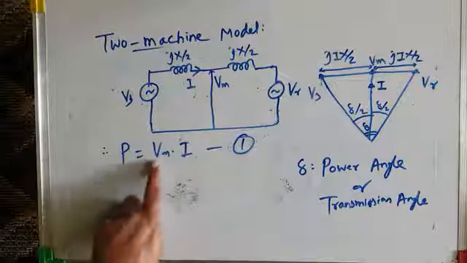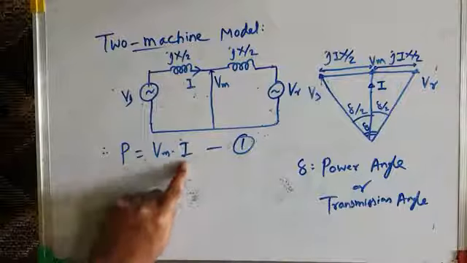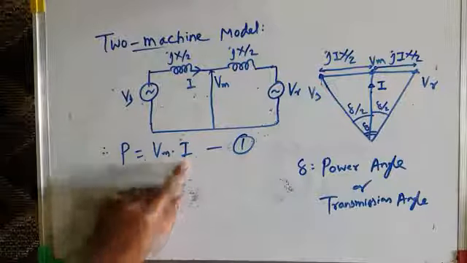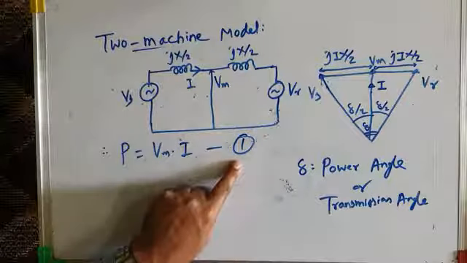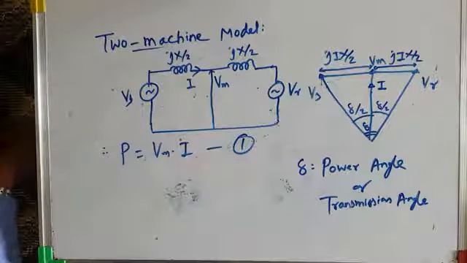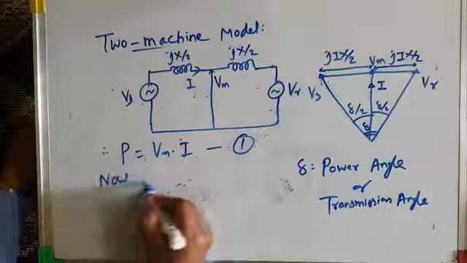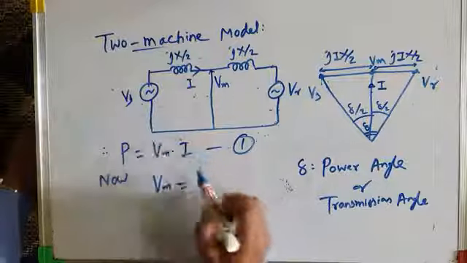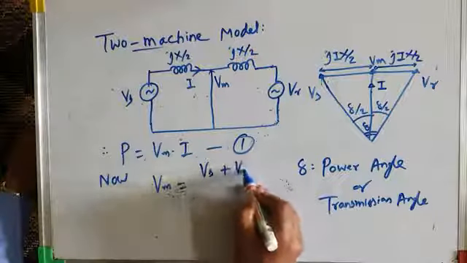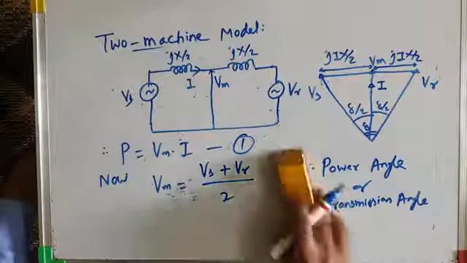So if I have an expression for Vm, that is the voltage in the middle of the line, and a mathematical expression for the current flowing through the transmission line, I can substitute in this equation and get the mathematical expression for power. Now, as far as Vm is concerned, we can see from this diagram that the voltage in the middle of the line is the sending end voltage plus the receiving end voltage by 2. It is Vs plus Vr by 2. I hope that's clear to you.